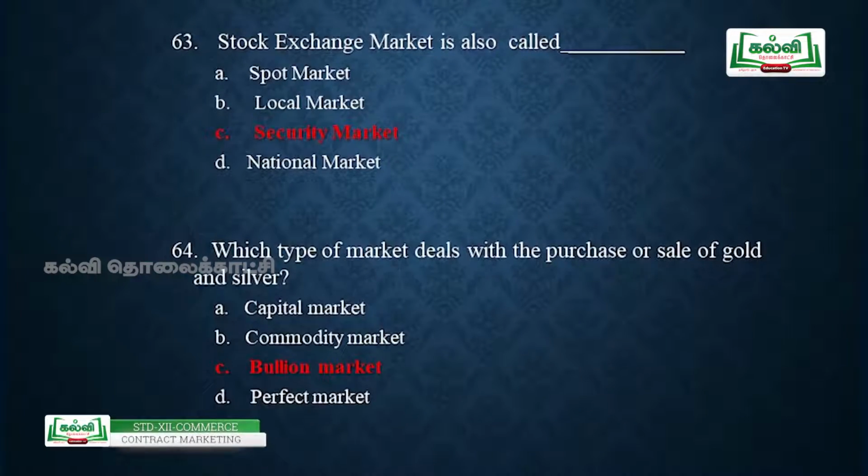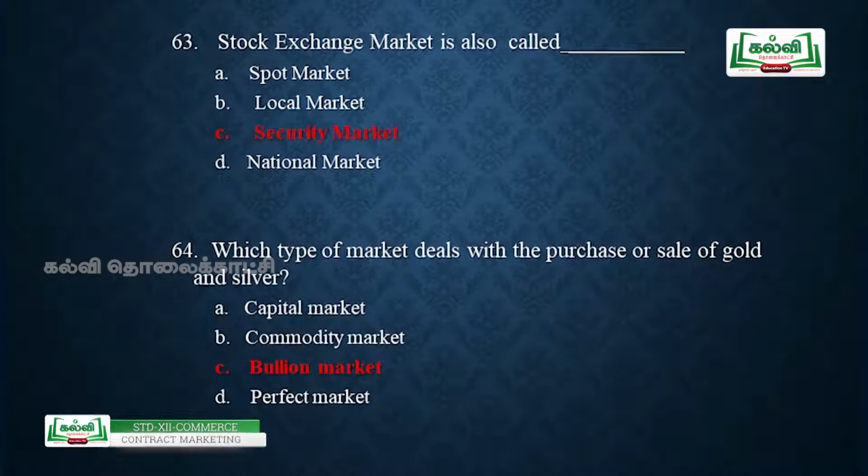Okay, the first one, stock exchange. The stock exchange market is also called, we have 4 options. Option A, spot market. Spot market means buyers and sellers discuss and bargain about the product on the spot itself. Local market, which is near our area. Security market is the market in which stocks, debentures and securities are traded. National market is a market situated within the nation. The exact answer for stock exchange market is option C, security market.